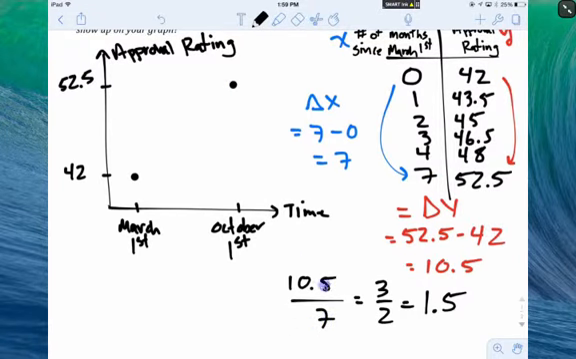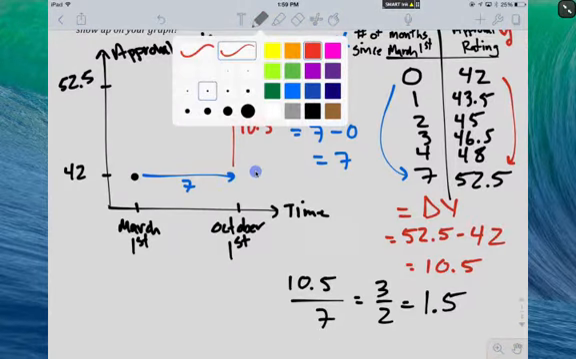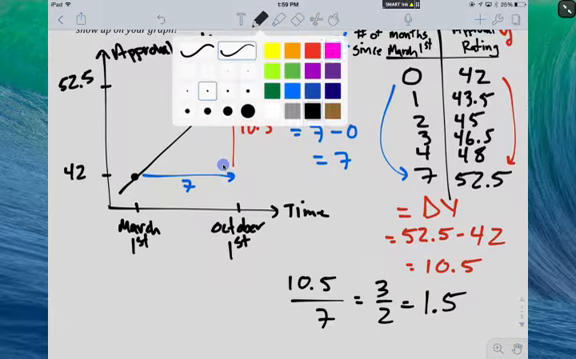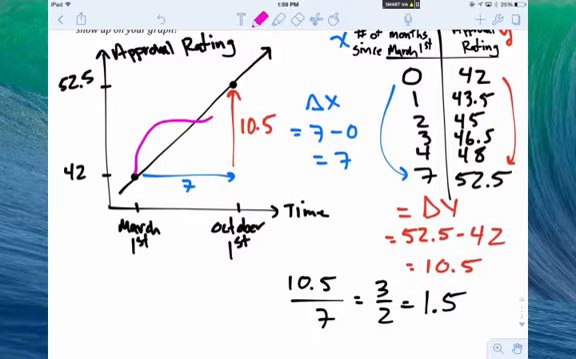So let's first consider 10.5 over 7. For a 7-month increase in time, that politician enjoyed a 10.5 point increase in their approval rating. And what does this represent? This actually represents the slope of the line connecting these 2 points. We said we have no idea exactly how the approval rating changed, right? It could have gone up quickly or slowly or what have you. But on average, this is how fast it was growing. On average, it was growing at 1.5% per month. This is the slope of that line.